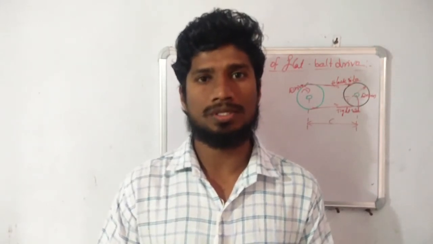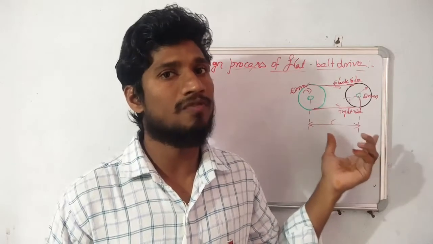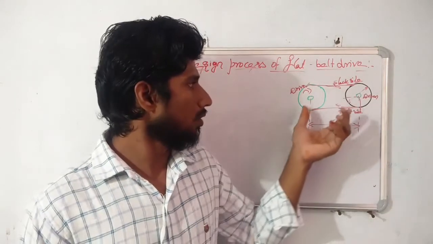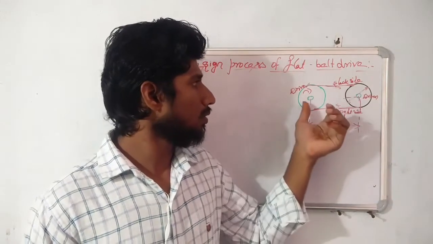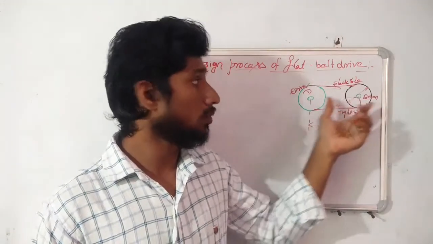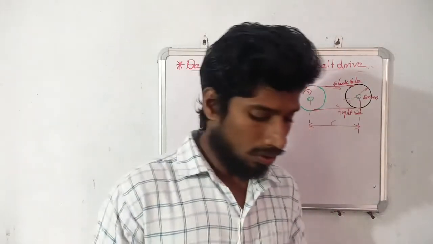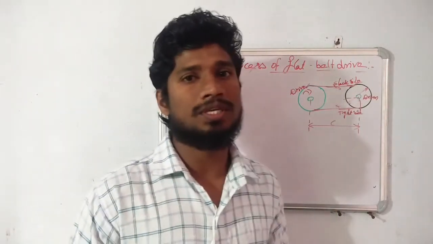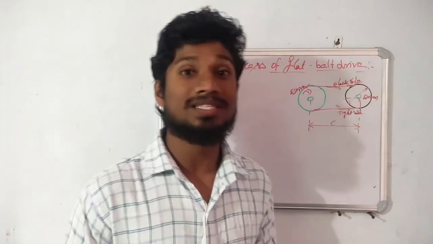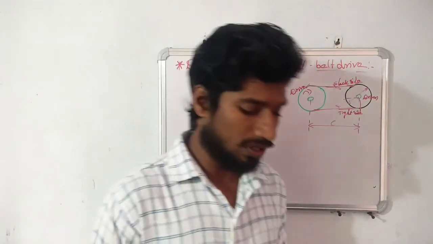Today we are going to discuss the design process of a flat belt drive. For that purpose, here I consider one open flat belt drive. Here we know it is the driver pulley and it is the driven pulley. The two pulleys are attached with the help of one belt drive. What we discussed in the previous lecture, similarly some steps are involved in the flat belt also. Let's see what they are.